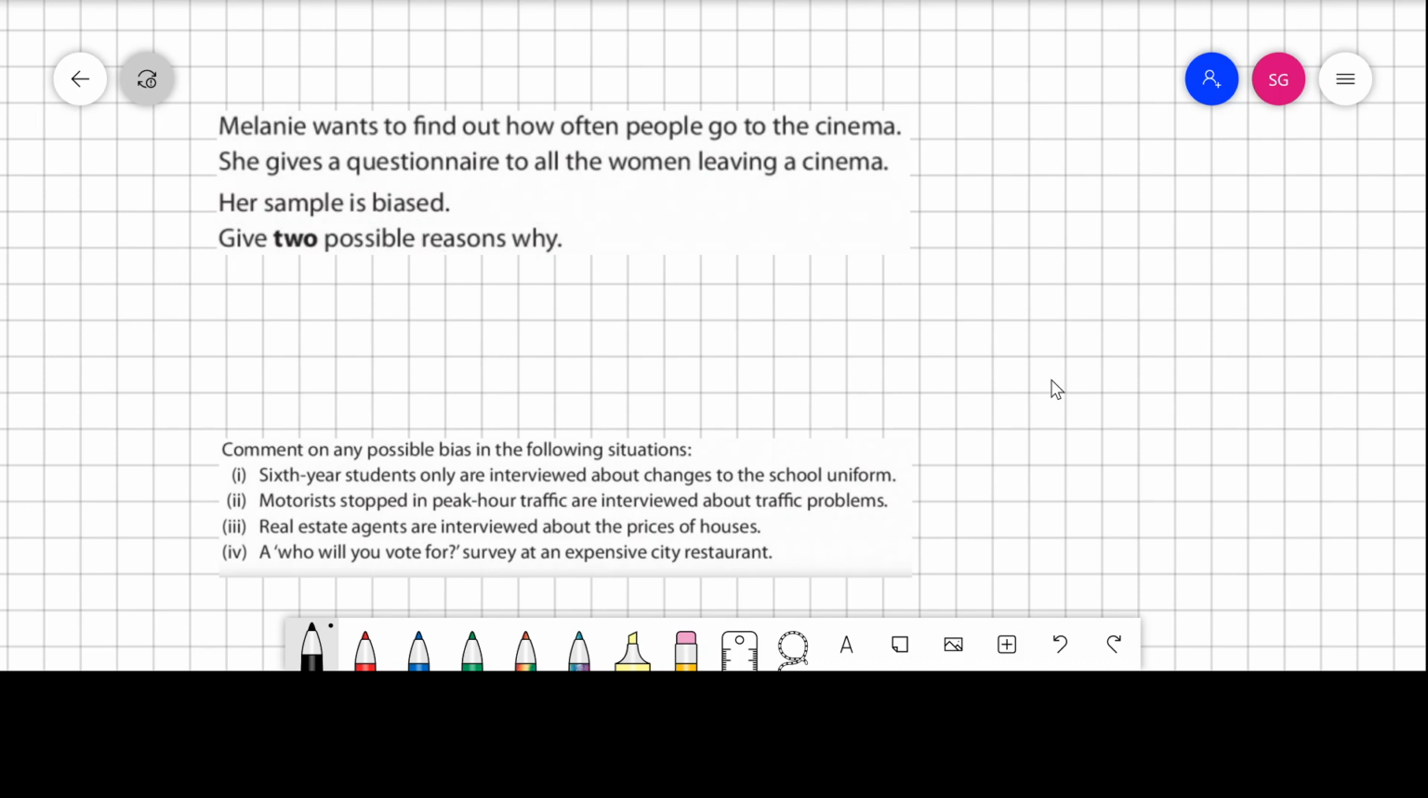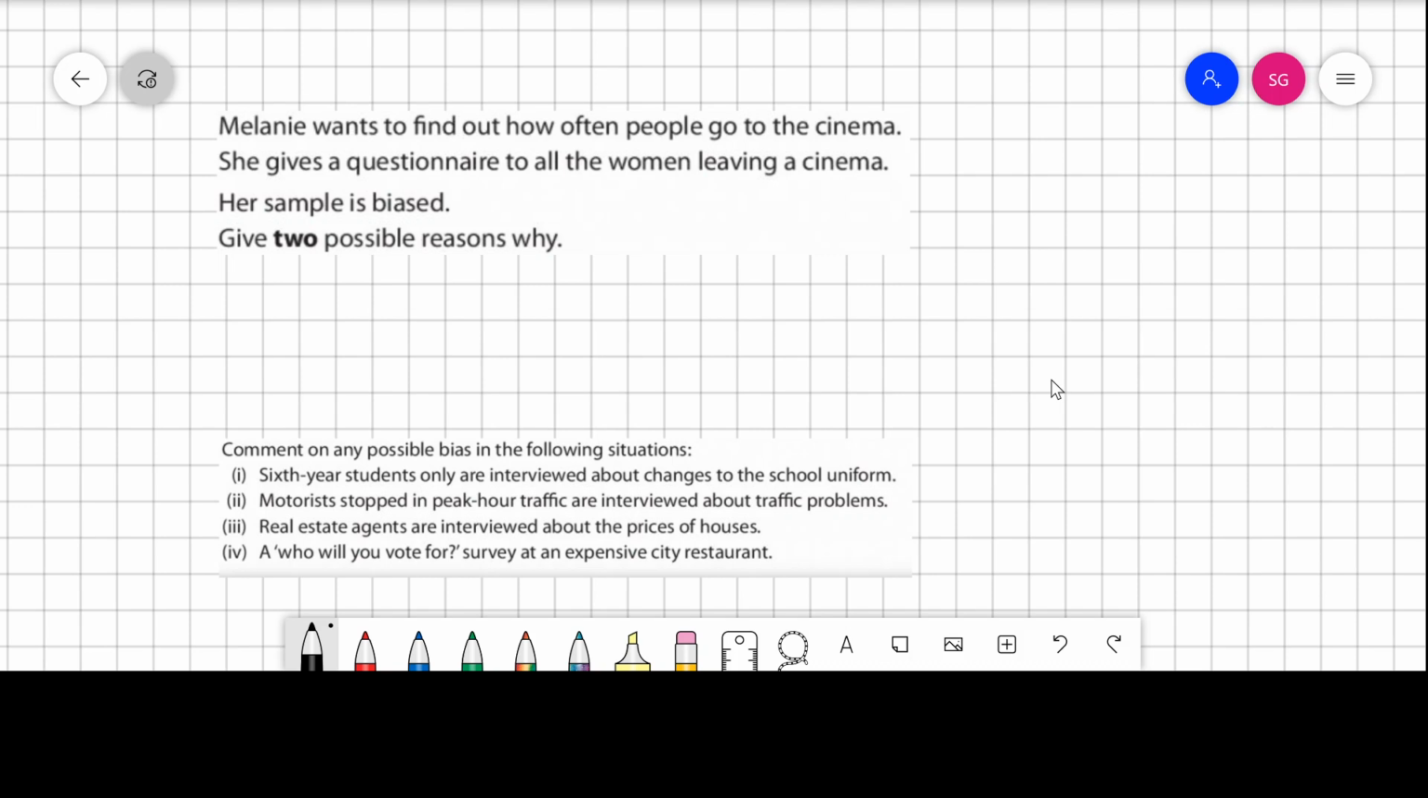So those people already have gone to the cinema at least once in the last day or two. If you ask the question, how many times a week do you go to the cinema? And you stood outside a cinema and asked people, I think you'd be hard pressed to find anyone who goes, I never go to the cinema, because they're not going to be leaving a cinema then. Second possible reason is that she's only sampling women, and there may be some gender difference in terms of how frequently people go to the cinema. I don't know if there is, but you don't know until you actually do studies on that. So I would say that is another possible source of bias.